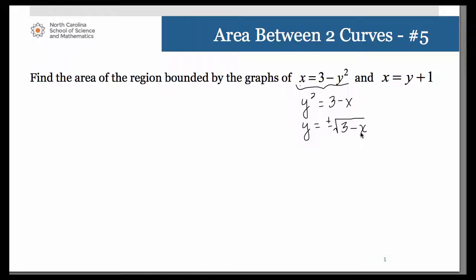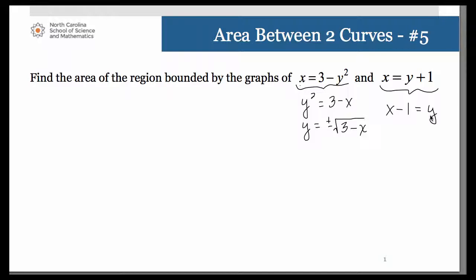If it said functions instead of graph, you would only want the positive square root because, of course, by definition of a function, each x can only have one y. But this problem is not implying that they are talking of these curves as functions. So that's something very subtle you need to pick up on. The other one, of course, is just a simple linear equation, so that's nice and easy.